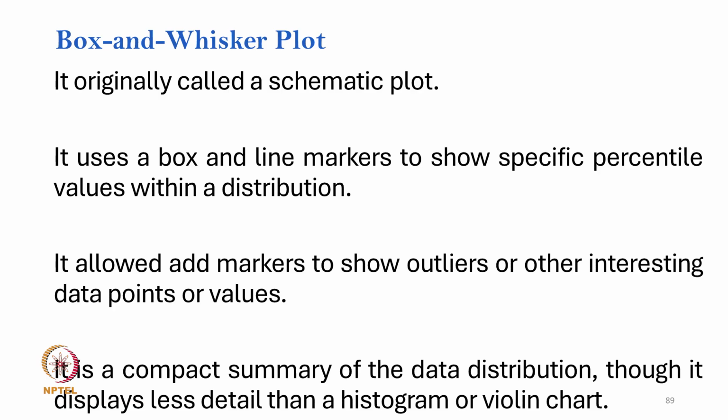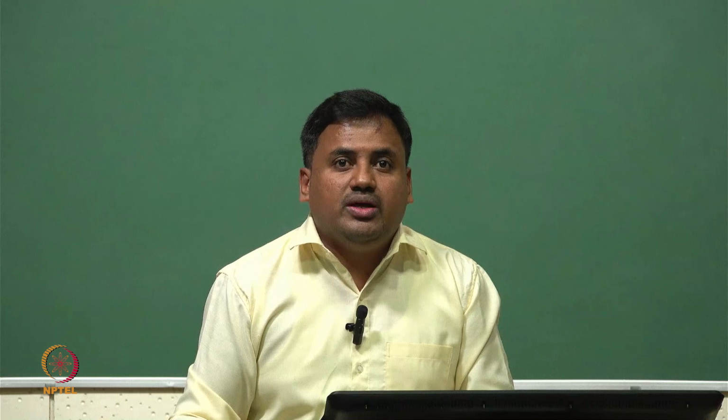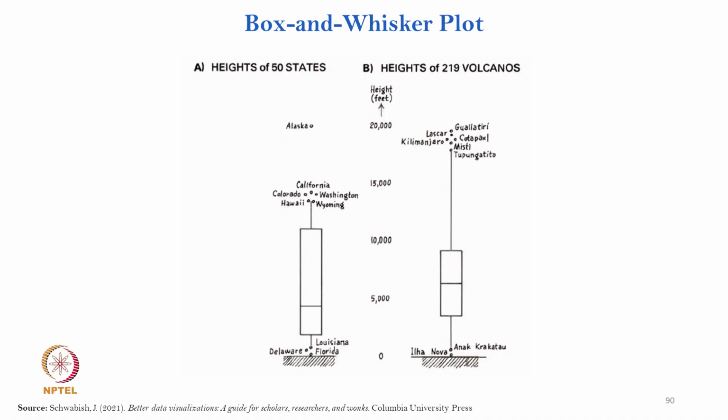The box and whisker plot, originally called a semantic plot, usually uses a box and line markers to show the specific percentage values within the distributions. Then we can also add markers to show the outliers and other interesting data points and values in such kind of visualizations. It is a compact summary of the data distributions, though it displays fewer details than histograms or violin charts. See, this kind of chart consists of a rectangle and two lines flowing from the top and bottom of the box, and dots for outliers and other specific data points.